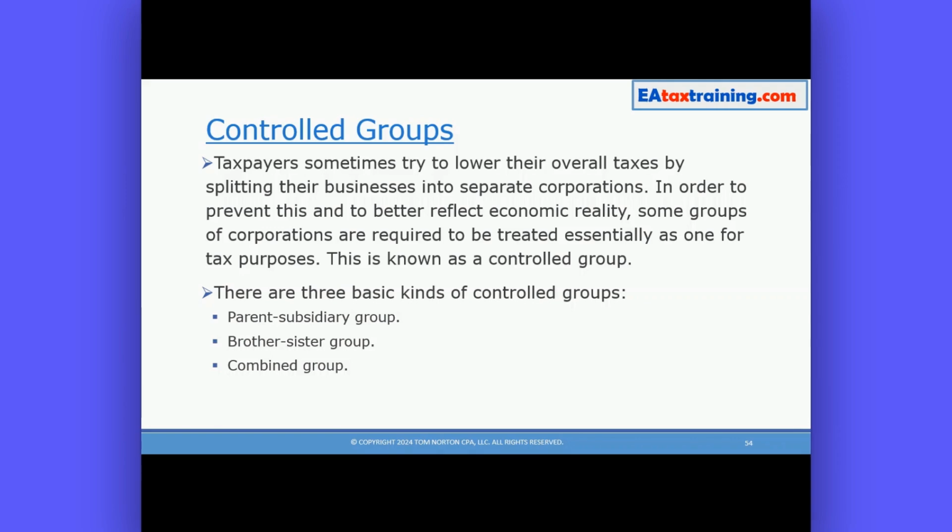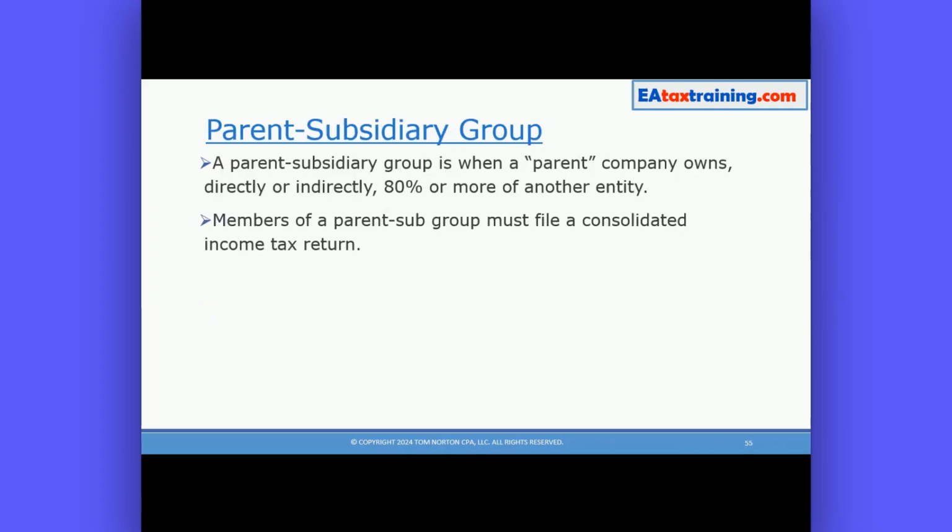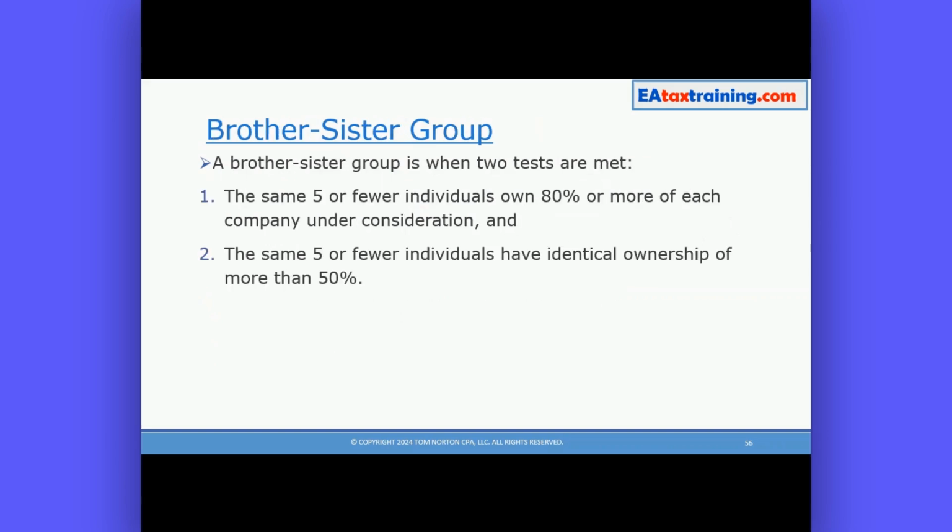So let's talk about these different types of groups. Parent subsidiary group, this is probably the one that's the most familiar. This is when a parent company owns, directly or indirectly, 80% or more of another entity. So Corporation A owns Corporation B. Corporation B is a subsidiary of Corporation A, and so they must file a consolidated income tax return.